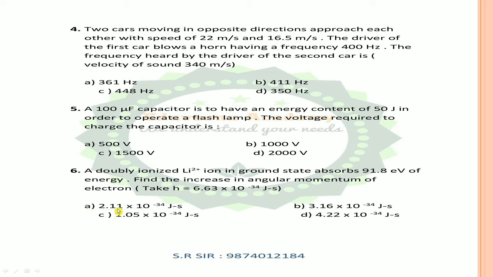A, 2.11 into 10 to the power minus 34 joule second. B, 3.16 into 10 to the power minus 34 joule second. C, 1.05 into 10 to the power minus 34 joule second. D, 4.22 into 10 to the power minus 34 joule second. So let us solve this.